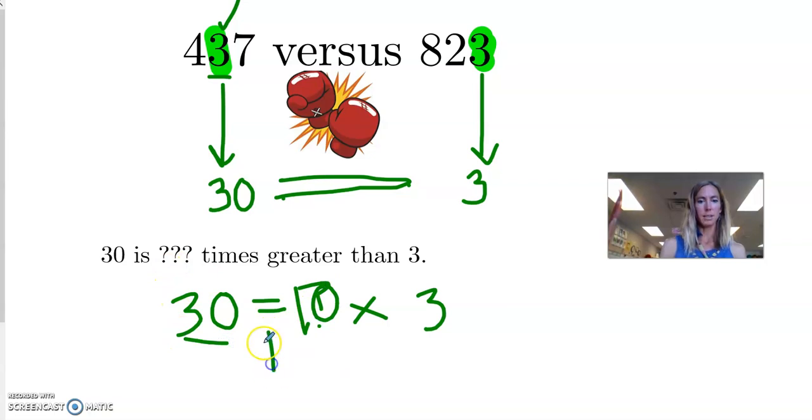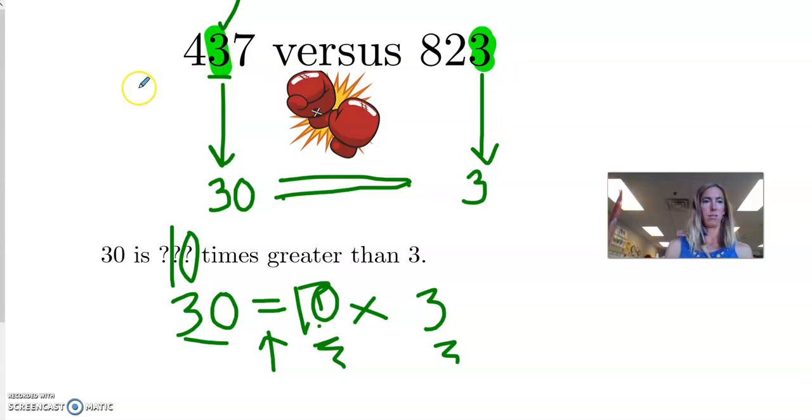30 is 10 times greater than 3. 10 times as big. And all that happened was this 3 here was in the 10 spot, and this 3 was in the 1 spot. Weirdness. Okay, let's do another battle. Here we go, battling it out.